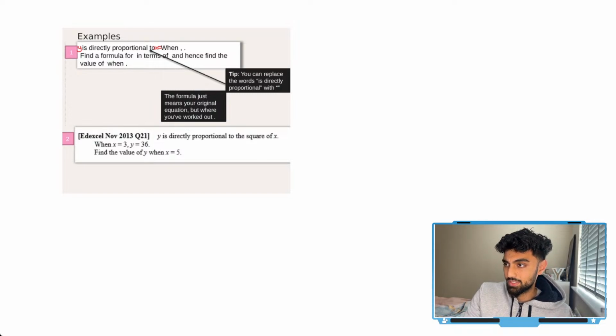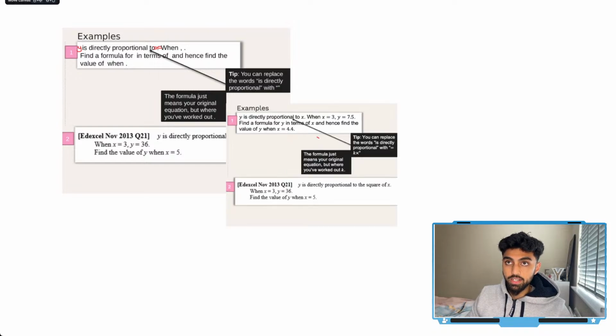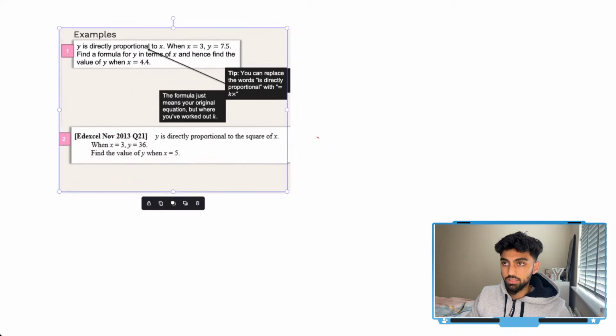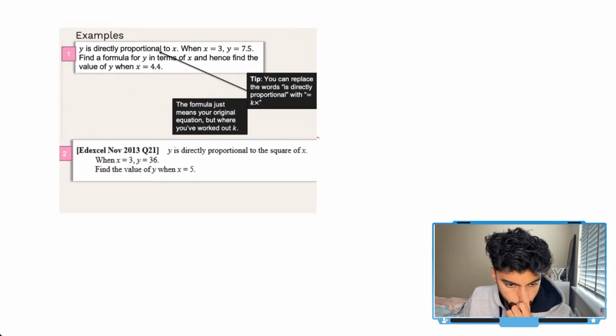I'm so sorry. But if you guys want to jot it down, I can read out the question to you. The question is, y is directly proportional to x. When x equals 3, y equals 7.5. So let me see if I can get it onto here. That's better. Can you guys see this? I just took a screenshot of the actual PowerPoint. So we'll get back to it now.